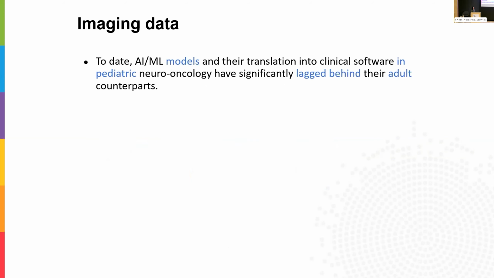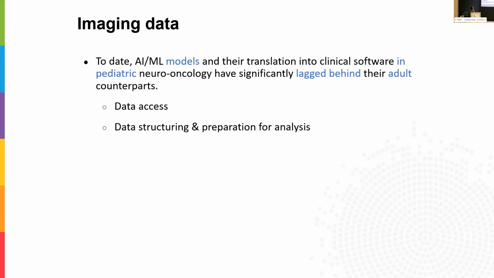So to date, this translational work and the success of these models has primarily been found in adult populations, in adult brain cancer populations. And the same amount of progress has not been seen in pediatrics. And there are several reasons why that could be, but the primary and most obvious one is access to data. So while there's been several large-scale initiatives to collect and make available adult imaging data for brain cancer patients, the same has not been done in the realm of pediatrics.